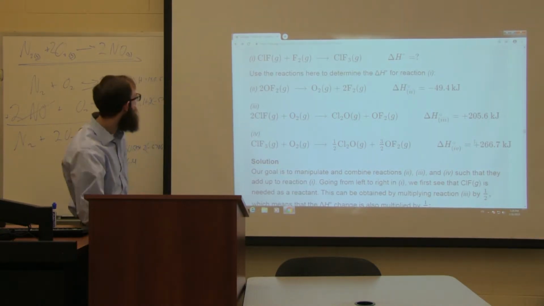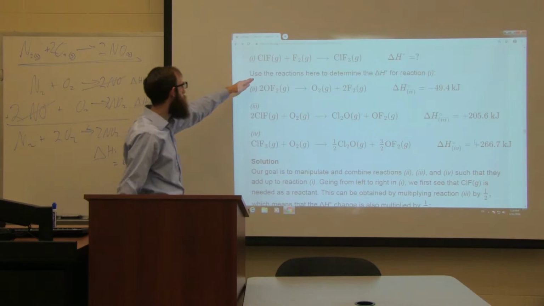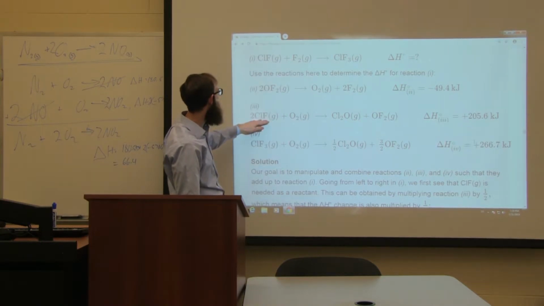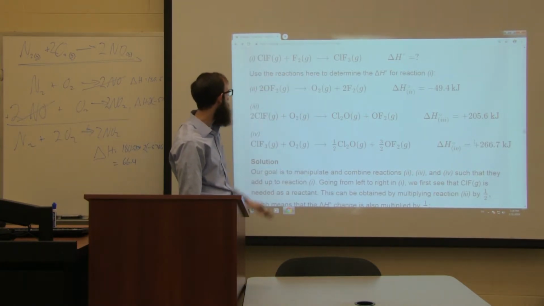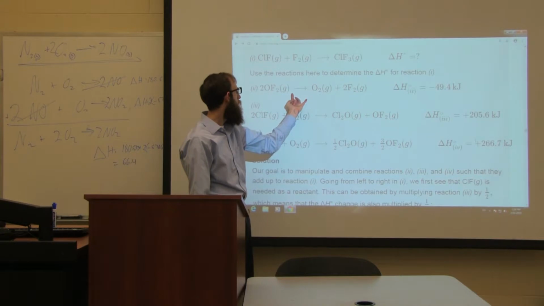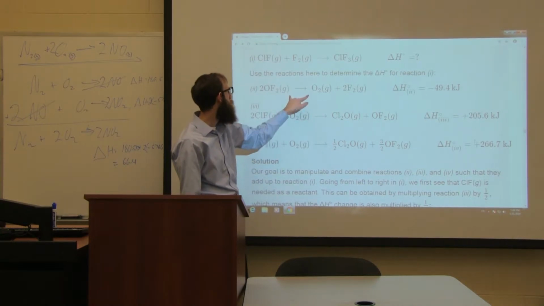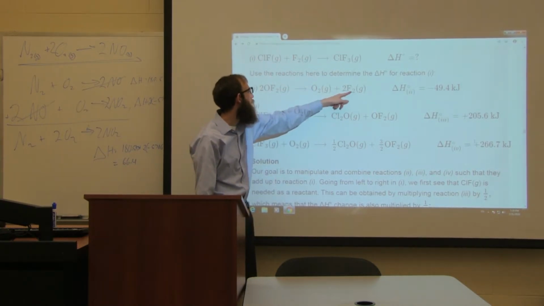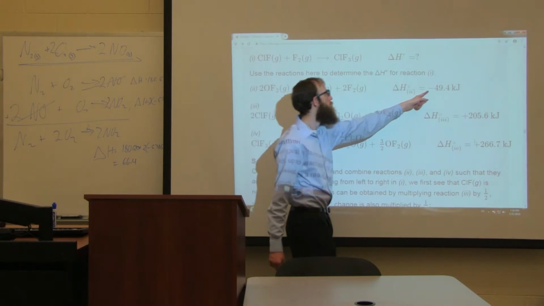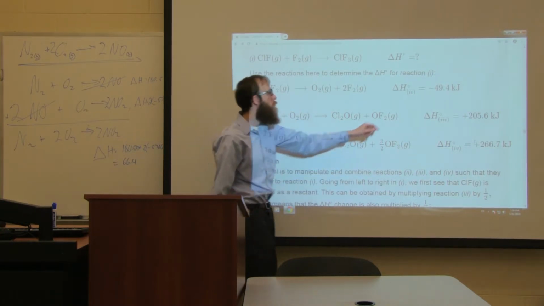Let me see here. ClF plus F2. Oh, nope. We want the ClF on this side. And this is the ClF, okay? We want the F2 on this side. Well, where does F2 show up? F2 only shows up here. So we may have to flip this equation over. And if we flip this equation over, we get our F2. We have to divide it in half to only get one F2. So we can flip it, changing the sign, divide it by 2 in order to change that to the 1 that we need. And then we would divide this by 2.